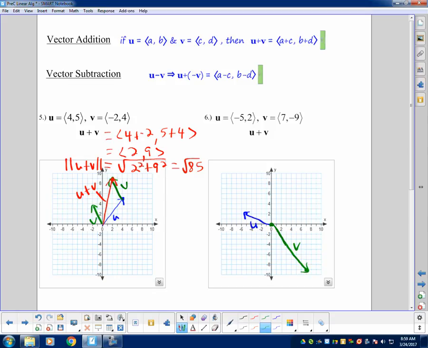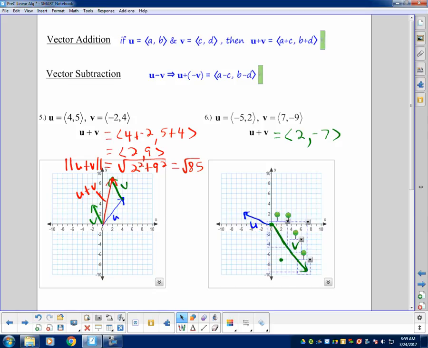Now, if that's confusing, you can always just add the 2 here and get a new coordinate, and you'll know where it ends, and then connect the end of u with whatever coordinate you get when you add the 2 together. It looks like this. -5 plus 7 is 2. 2 plus -9 is -7. So I'm going over 2 and down 7. And now I know where my endpoint is going to be.